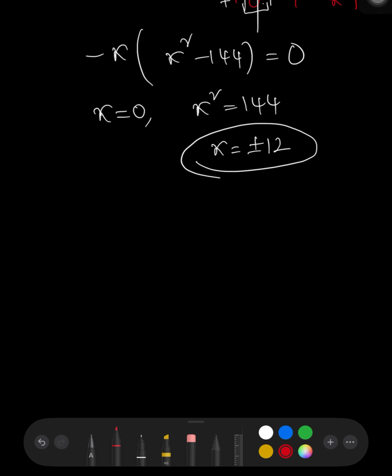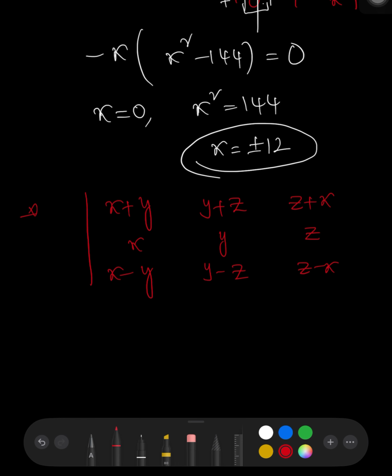Now move on to the next question. The value of the determinant [x plus y, y plus z, z plus x; x, y, z; x minus y, y minus z, z minus x].